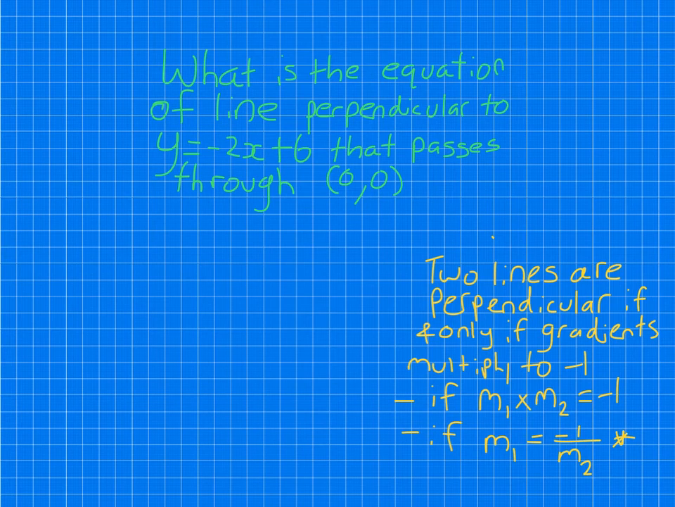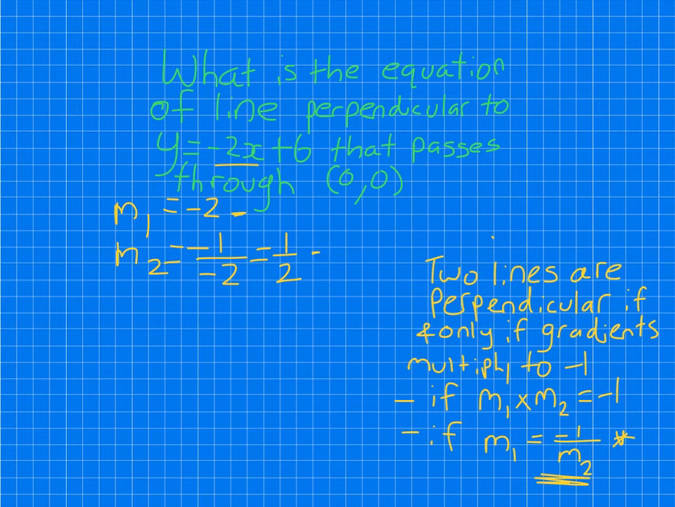So firstly, we're going to find the gradient of this line. So the gradient of the first line here, you can see, is minus 2. So the gradient of the second line, using this formula here, is just going to be minus 1 divided by minus 2. Which is positive 1/2. Note that -2 times positive 1/2 does equal -1. Therefore, the lines will be perpendicular.